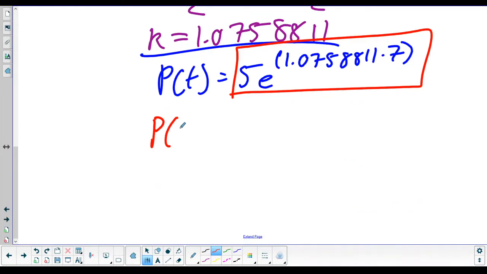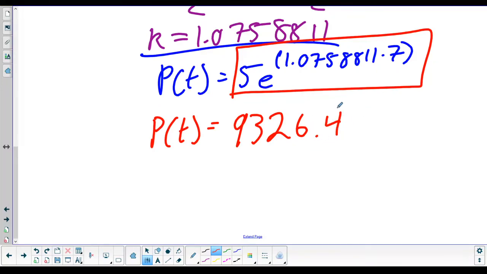So in 7 days, we are going to have 9,326, and I'll tell you the decimal is 0.4 or something, but you can't have 0.4 of a fly. So I would just round like that. Just drop it because it's a living thing and you can't really have decimals of living things. So we're going to have about 9,326 fruit flies in 7 days.